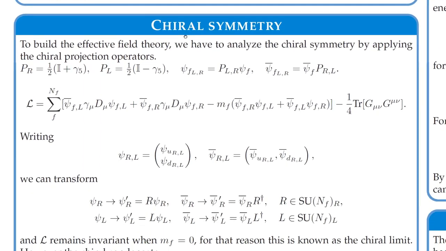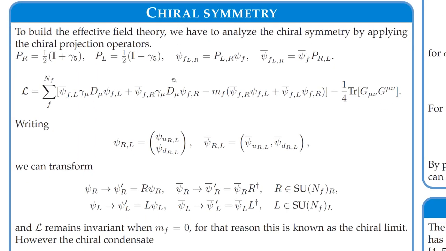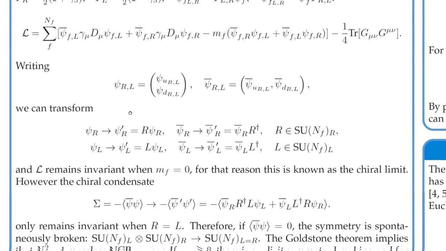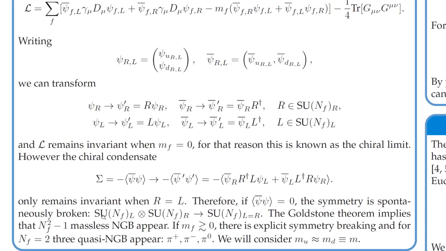Now, in order to build an effective field theory, we have to analyze the chiral symmetry of QCD. If we apply the chiral projection operators, we obtain the right-handed and left-handed fields, and the Lagrangian takes this form here, which has a global SU(N_f)_L times SU(N_f)_R symmetry when the fermions are massless. However, this symmetry is spontaneously broken to SU(N_f), and as a consequence of the Goldstone theorem, N_f squared minus 1 massless Nambu-Goldstone bosons appear. This quantity here, the expectation value of psi-bar psi, which is known as the chiral condensate, is a symmetry-breaking order parameter, so if it is 0, there is no symmetry breaking.